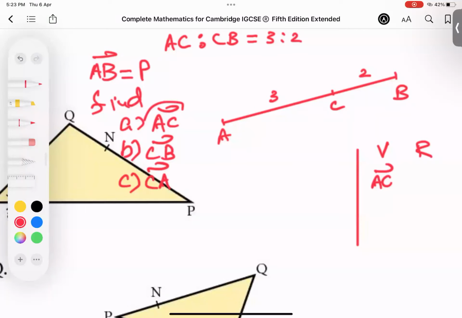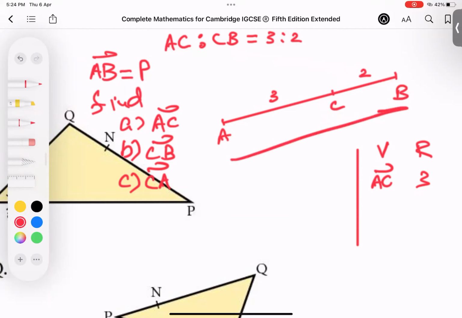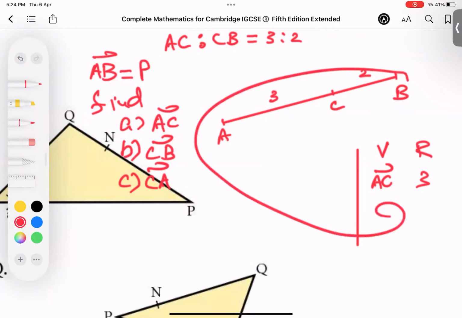My question: AC equals how much ratio? Say, sir, 3 ratio. The AC vector is 3 ratio. I write vector and ratio in front of each other. But which vector do you have? Do you have a CB vector? Oh no, I have only the AB vector given. It means A to B is given as P. So can I say this full vector is P? Correct. So I am writing AB under it here.